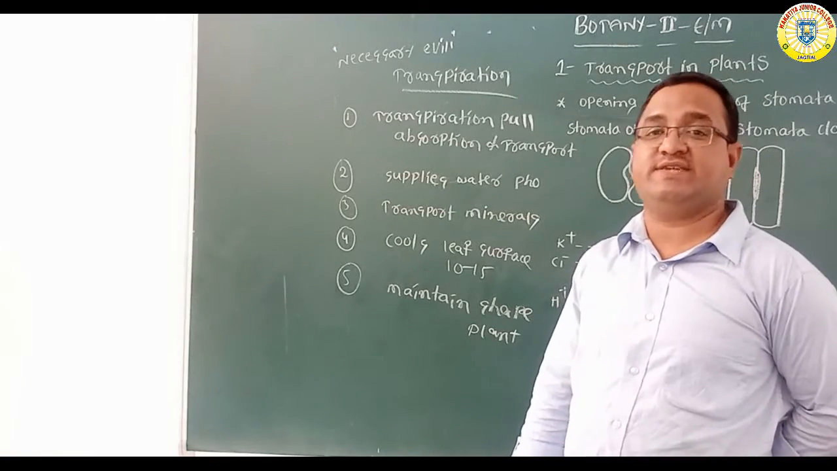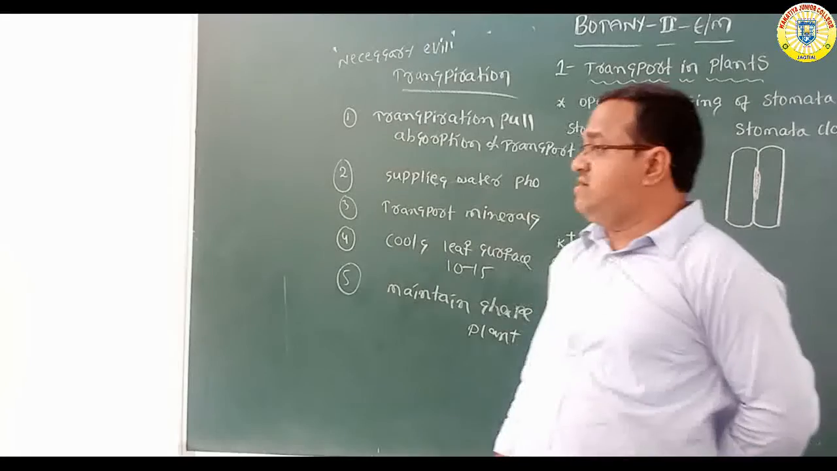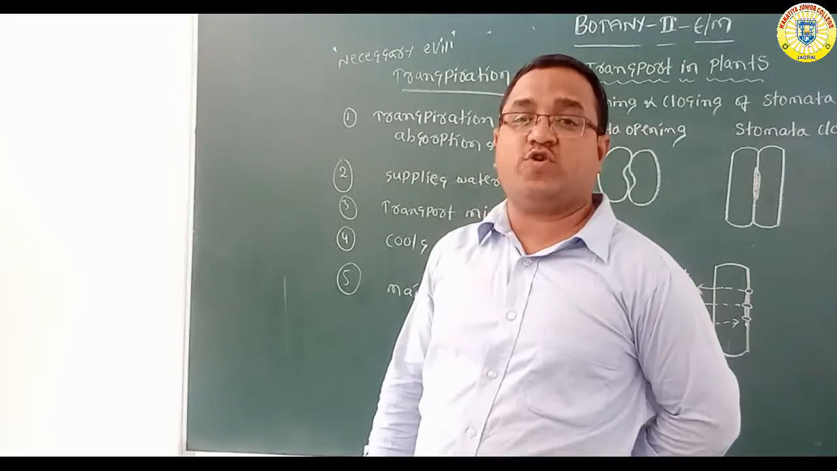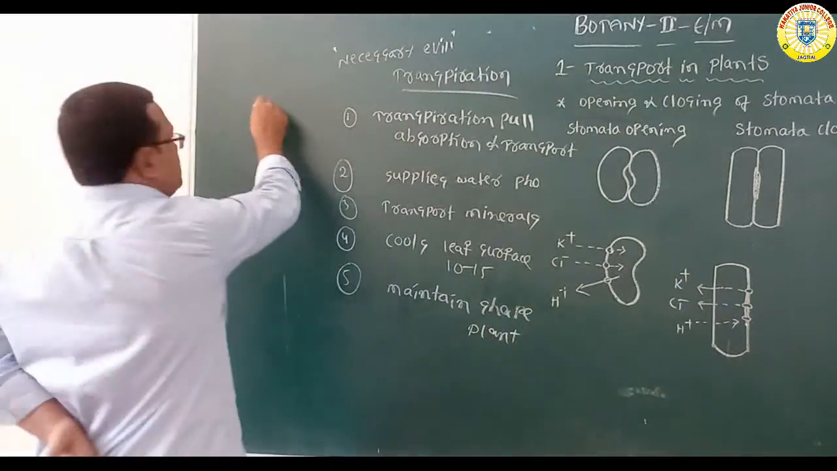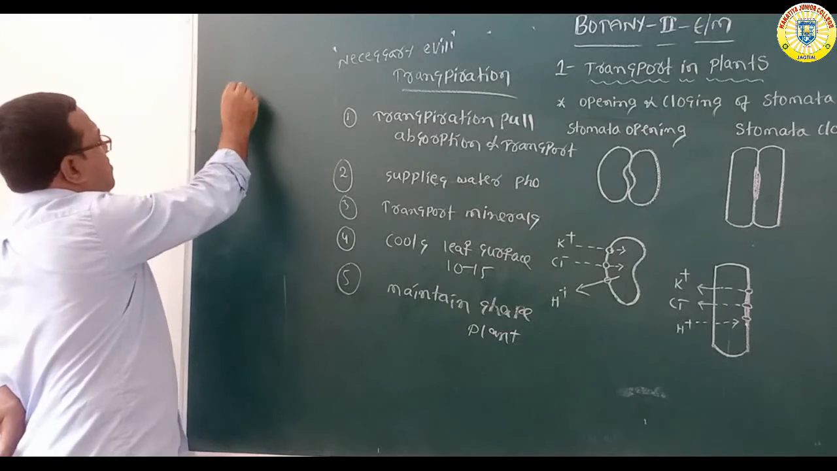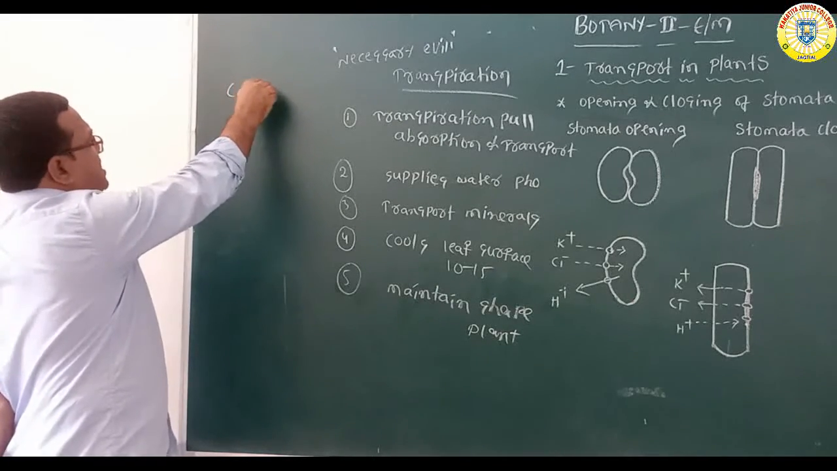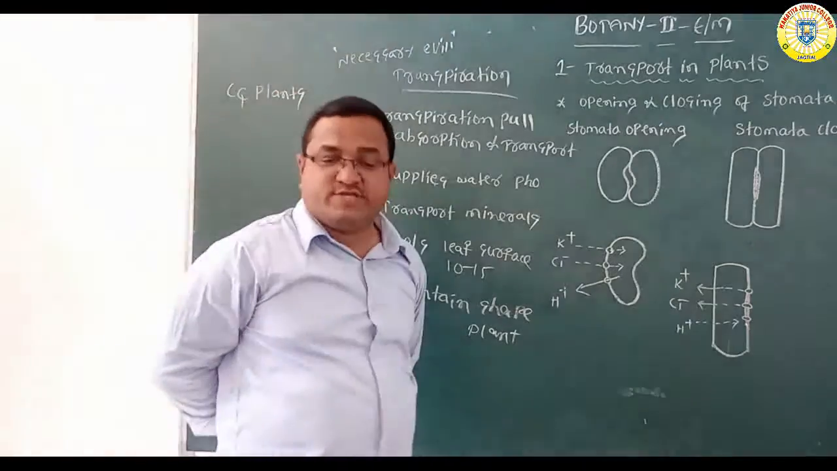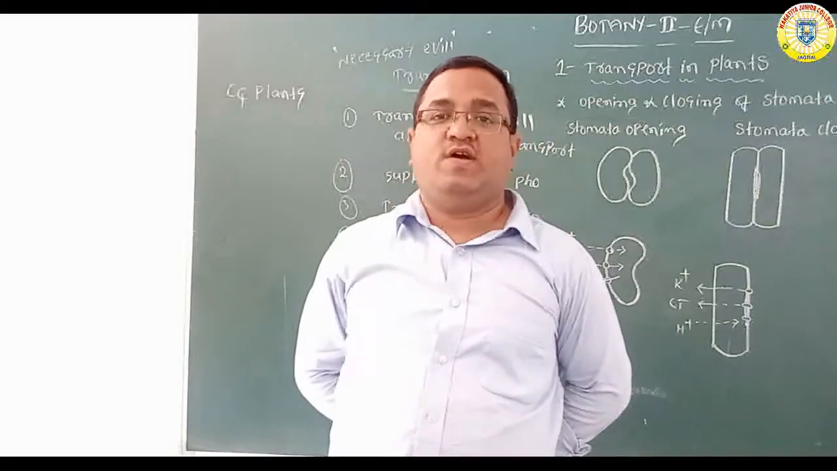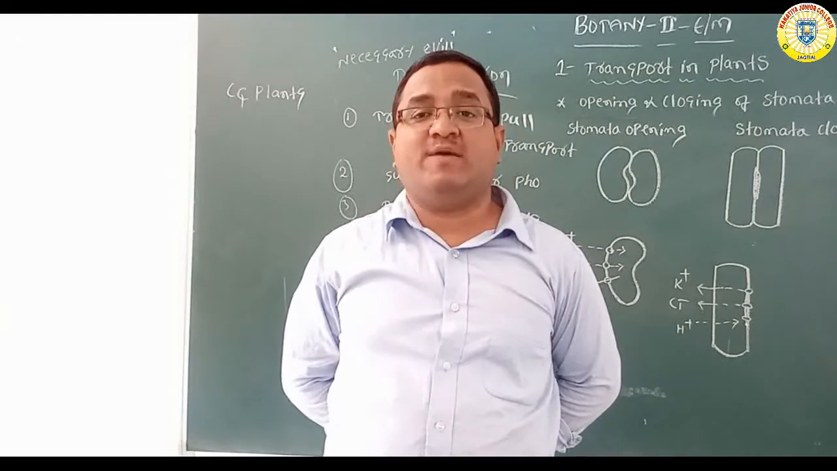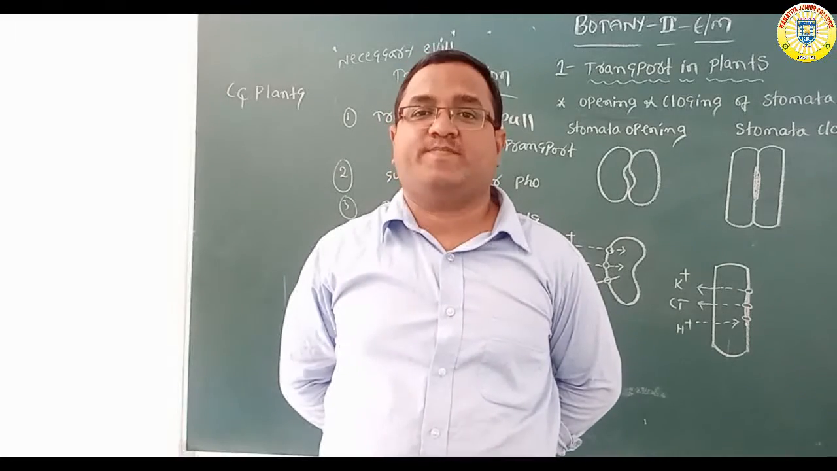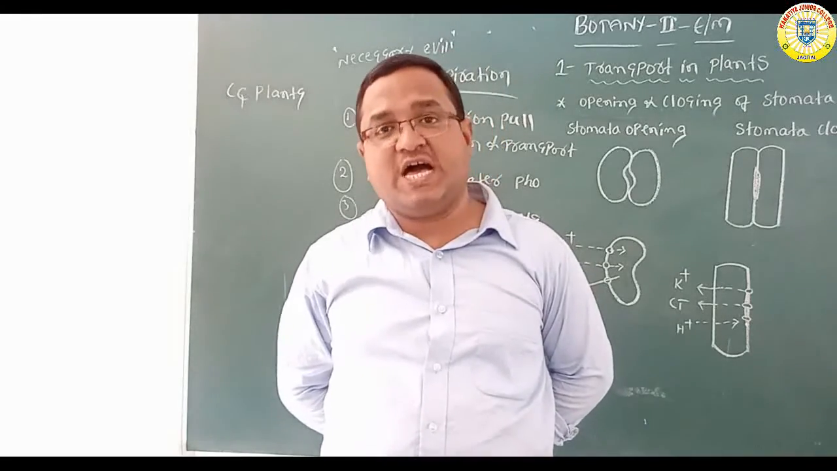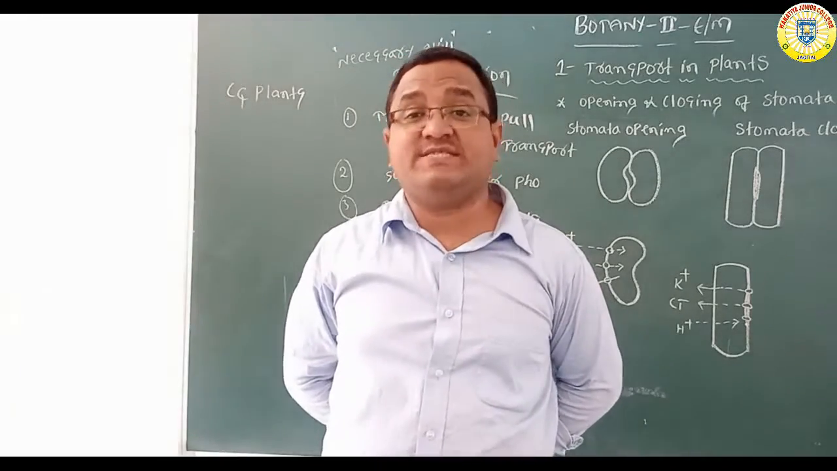Necessary evil. Okay. So especially you can see in C4 photosynthesis plants, in C4 plants, the C4 photosynthesis is very useful for maximizing the absorption of carbon dioxide and minimizing the water loss. The C4 photosynthesis process is very useful for maximizing the availability of carbon dioxide and minimizing the water loss.